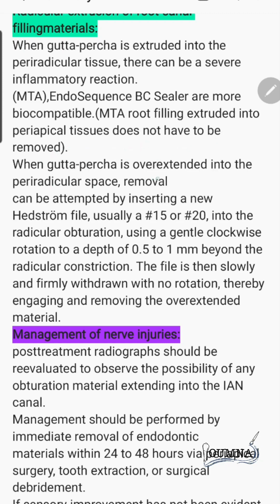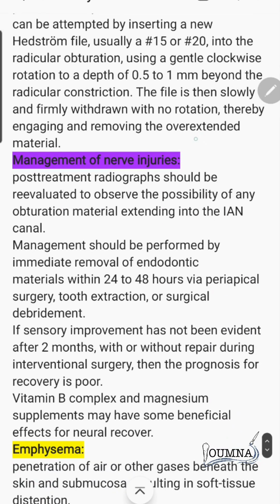When gutta-percha is overextended into the periradicular space, removal can be attempted by inserting a new Hedstrom file, usually a 15 or 20, into the radicular obturation, using a gentle clockwise rotation to a depth of 0.5 to 1 mm beyond the radicular constriction. The file is then slowly and firmly withdrawn with no rotation, thereby engaging and removing the overextended material.